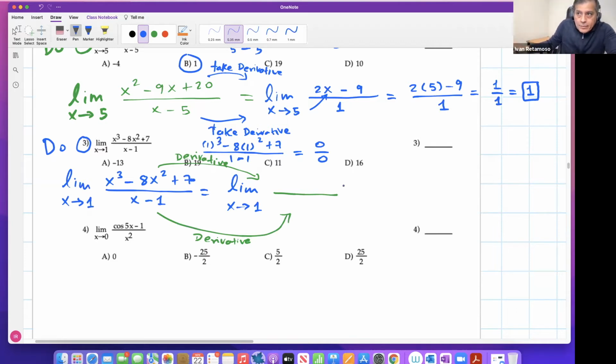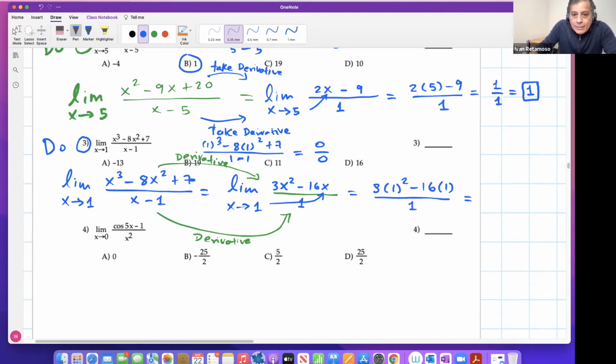All right, guys. So for number 3, if we take the derivative of the numerator, that is going to be 3x squared minus 2 multiplying 8, 16x, and the derivative of 7 is 0. Don't worry about that. Derivative of the denominator now: the derivative of x is just 1. And now we try the substitution again. We put it in there, and this is going to be 3 times 1 squared minus 16 times 1, all over 1.